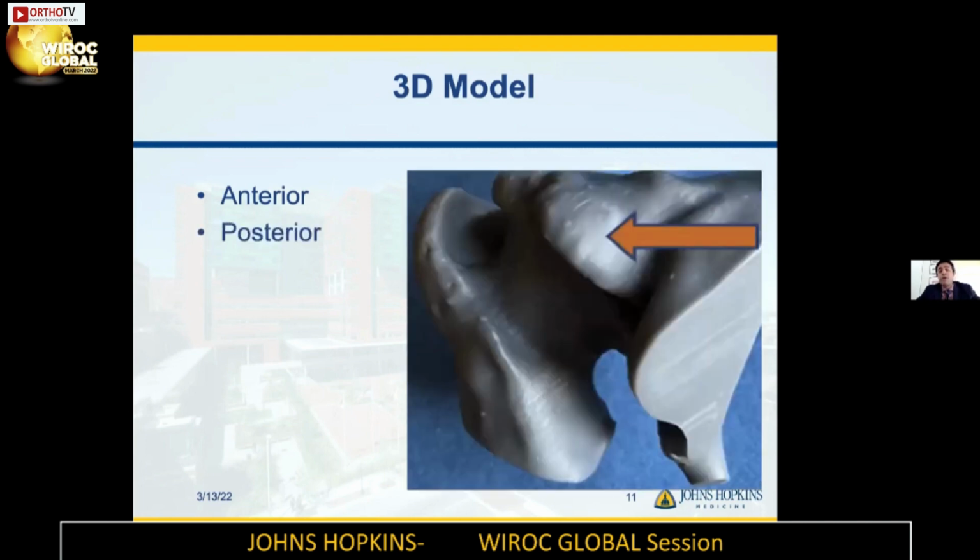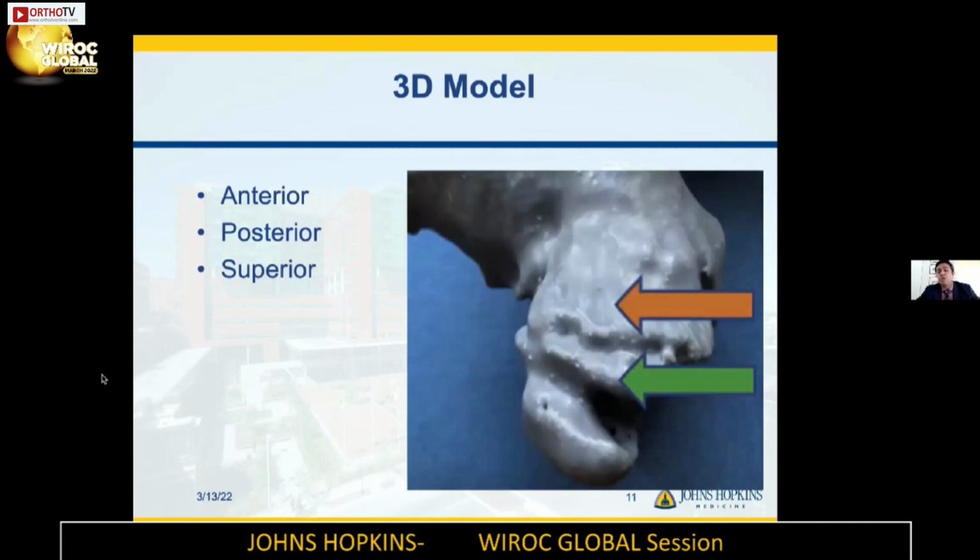Looking at it from the posterior approach, we're able to find a nice plane to work to try and achieve our surgical goals. In the orange arrow, you can see that shelf osteotomy. Next, you can see superiorly, you have a nice shelf osteotomy, and you also have the native femoral head, which is being covered very nicely with that shelf osteotomy.